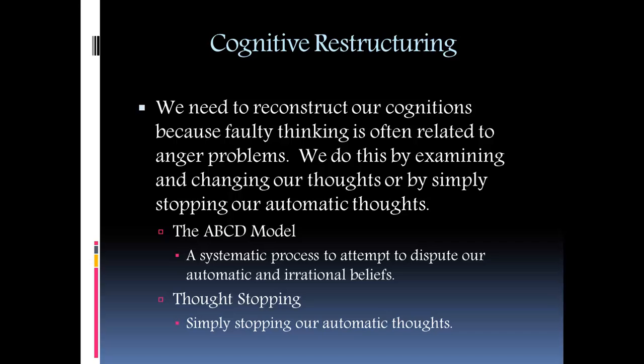Again, cognitive restructuring. We need to reconstruct our cognitions because faulty thinking is often related to anger problems. We do this by examining and changing our thoughts or by simply stopping our automatic thoughts. So we learned about the ABCD model, a systematic process to attempt to dispute our automatic thoughts and irrational beliefs. And then thought stopping, simply stopping our automatic thoughts. I recommend the best way is to use some type of distraction technique, think about something else, or leave the premises.